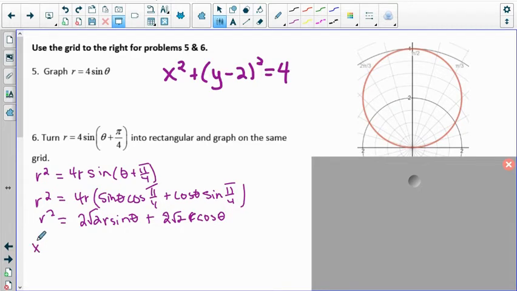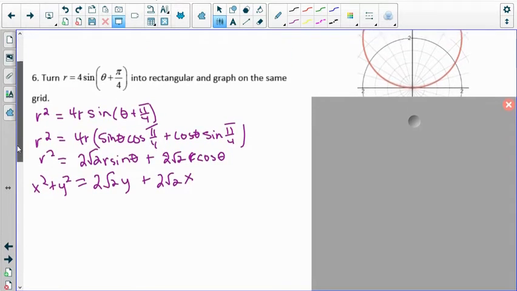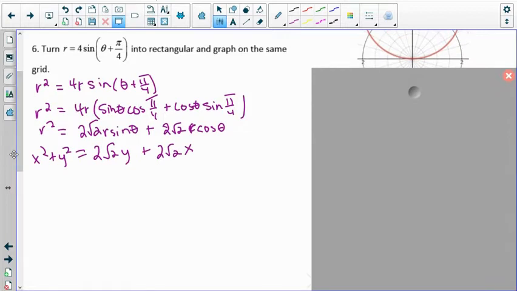Okay, we know that r squared is x squared plus y squared. We know r sine theta is equal to y, so 2 root 2 y. And r cosine theta is x, so 2 root 2 x. This problem is one of the more difficult ones we're doing because of the radicals. So I want to get this so it's a problem that has a setup that looks like a circle. So I'm going to bring the x's and y's to the left and complete the square. I'm going to save myself a little space here.